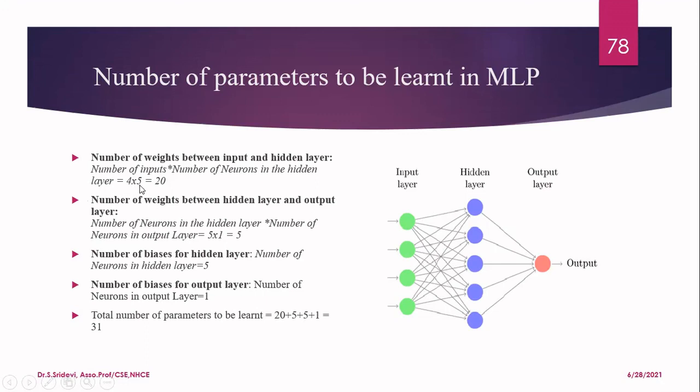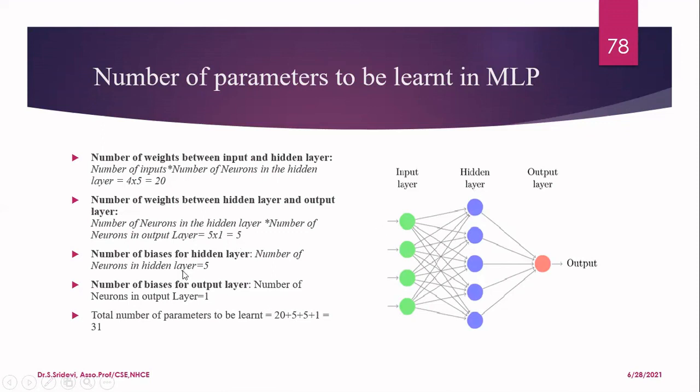That is given by 4 multiplied by 5. So here I have 20 weights between the input layer and the hidden layer. Now, let me see how many weights are there between the hidden layer and the output layer. If you consider this, you can say that there are 5. So what is the general formula? The general formula is the number of neurons in the hidden layer multiplied by the number of neurons in the output layer. So here I have 5 neurons in the hidden layer and 1 neuron in the output layer. So it is nothing but 5 multiplied by 1, totally 5.